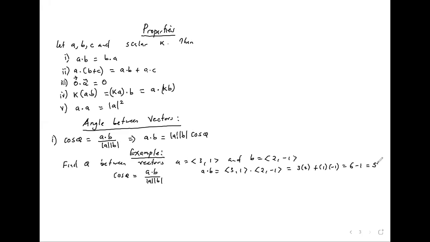which is 5. And then what is the magnitude of A? The square root of 3 squared plus 1 squared, which is 9 plus 1, which is 10. And then B, the square root of 2 squared plus -1 squared. That is 4 plus 1, which is root 5. So cos theta is going to be 5 over root 5.